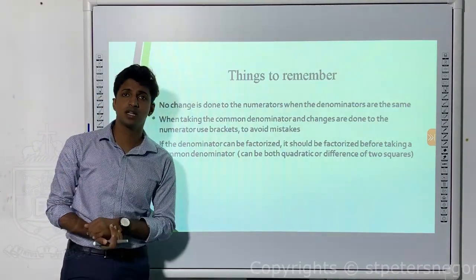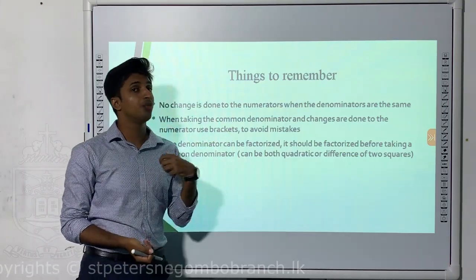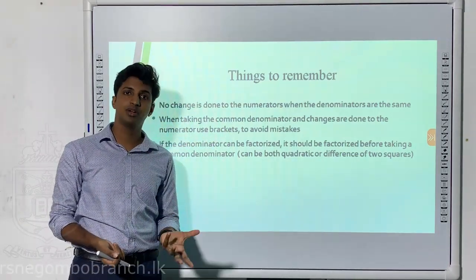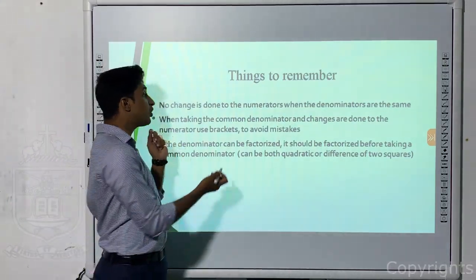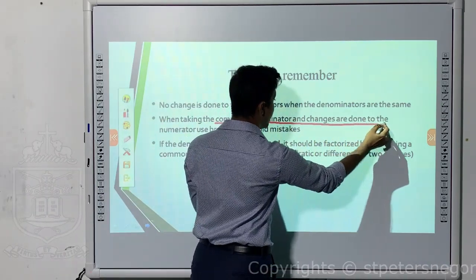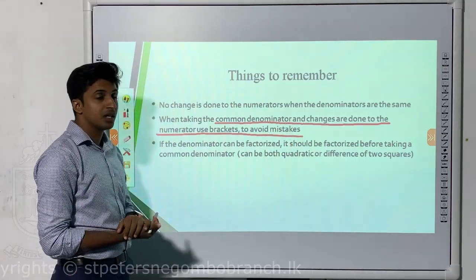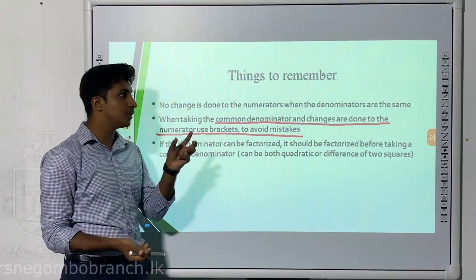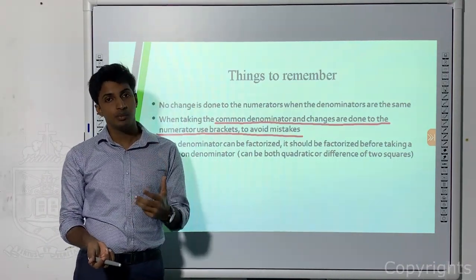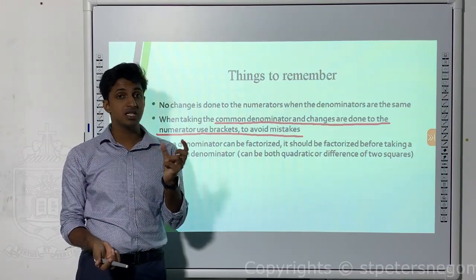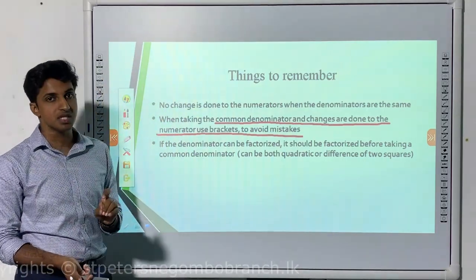Under algebraic fractions, there are a few things to remember. First, no change is done to the numerators when the denominators are the same. Second, when taking the common denominator and changes are done to the numerators, use brackets to avoid mistakes. That is why I asked you to put brackets, especially when you get a minus in front. When you open the bracket, it can be difficult, and there can be mistakes when you misinterpret the signs. So be careful, and use brackets to avoid those mistakes.